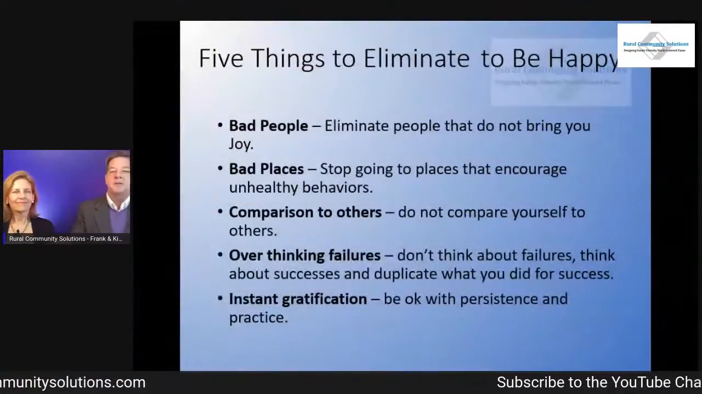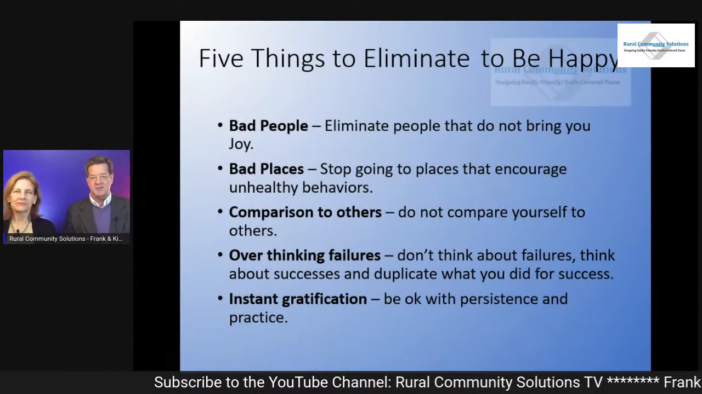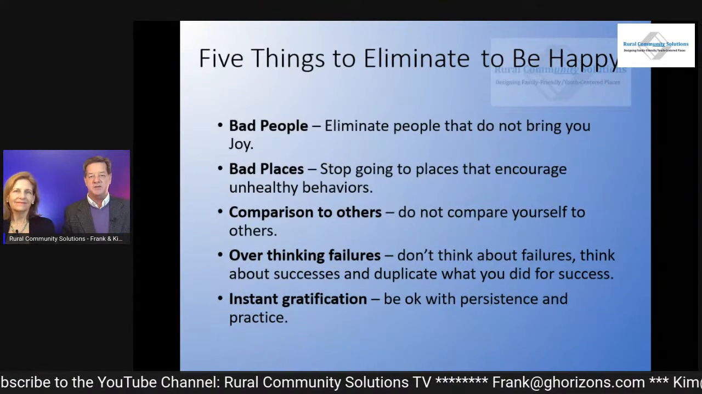Duplicate your emotions, duplicate your actions, duplicate where you are, duplicate your thought process on thinking about how to get there to that success. All right. Think about what you were thinking about to get you there to that success. Create that emotion, because that will help you get to your success. So don't overthink failures. Think about your success. And number 5, don't expect instant gratification. Get rid of it. Eliminate instant gratification.